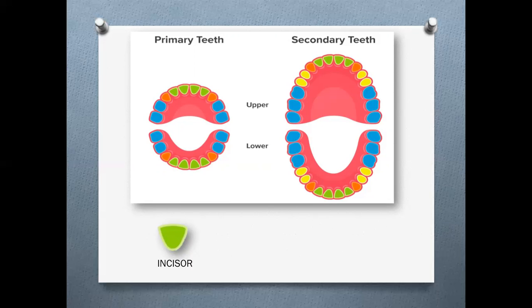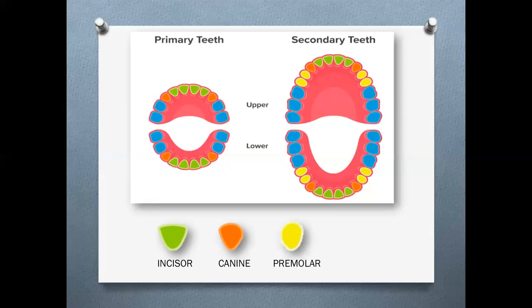The orange color are the canines, used to be called the cornerstone of the mouth because they are found in the corner of our jaw. Used for tearing food. We have 2 in the upper and 2 in the lower. So we have 4 canines, both primary and permanent teeth.